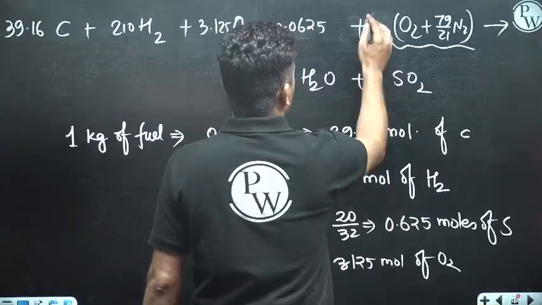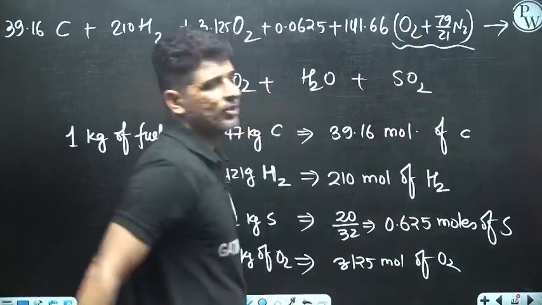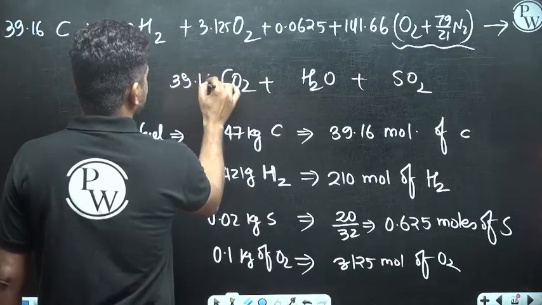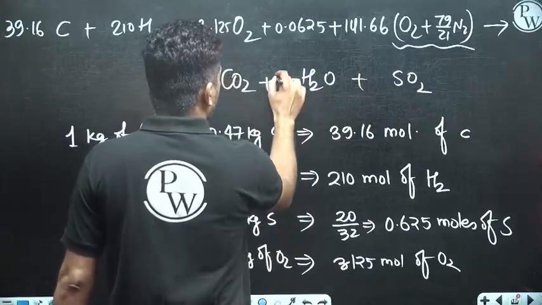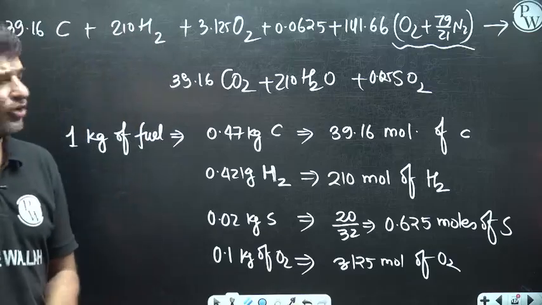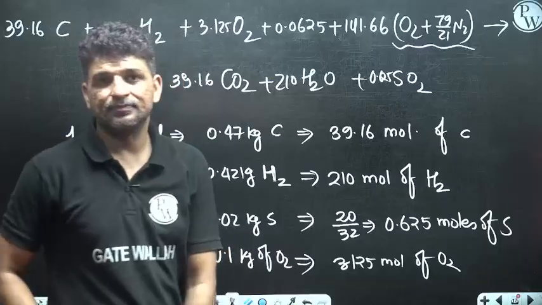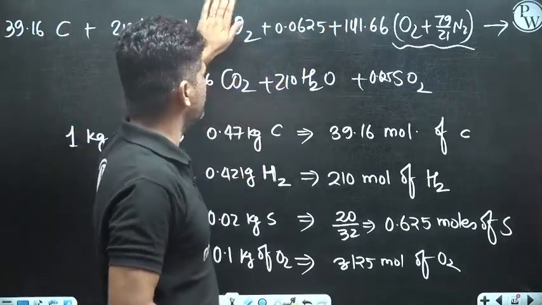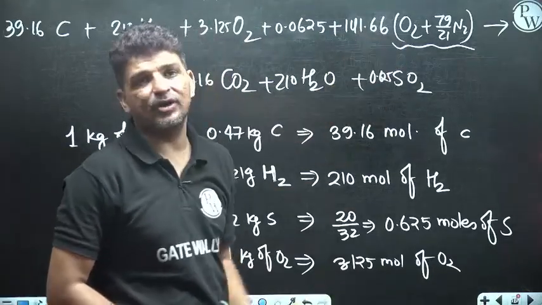So you can put 141.66 O2. That will lead to CO2, H2O, everything. So this is 39.16, then H2O is 210, and finally 0.625. Is it clear? So you see that the oxygen that is present over here will be used along with it. The total requirement was 144, but out of those 144, 3.125 is already available. So the moles of extra O2 that is required is 141.66.